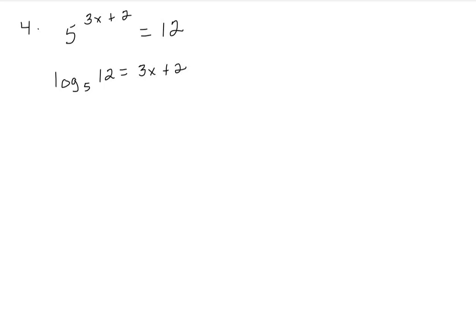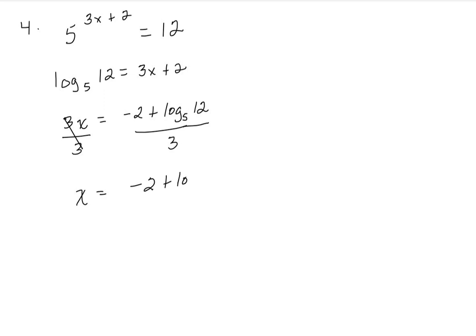I'm going to get rid of that 2 first. Subtract 2 from both sides of the equation. So I have 3x equals negative 2 plus the log base 5 of 12. And then I'm going to divide both sides of my equation by 3. It's going to cancel. So x equals negative 2 plus the log base 5 of 12, divided by 3.